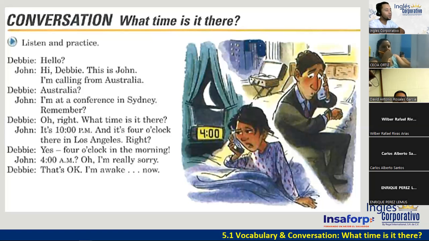John, it's 10 p.m. and it's 4 o'clock there in Los Angeles, right? Debbie says, yes, 4 o'clock in the morning. John says, 4 a.m.? Oh, I'm really sorry. And Debbie says, that's okay. I'm awake now. Estoy despierta ahora. So that's it. Let's take a look.